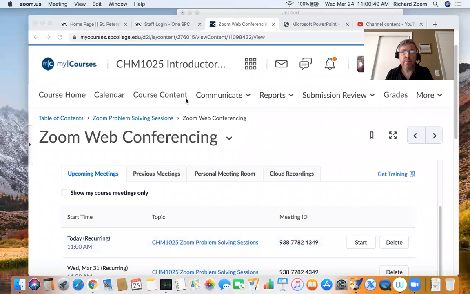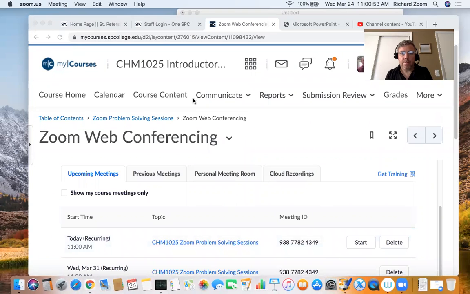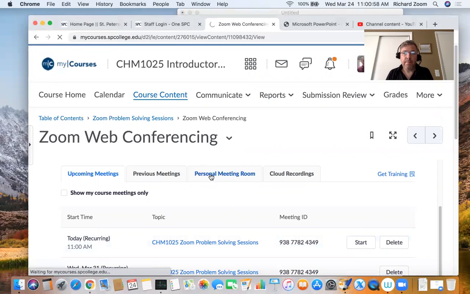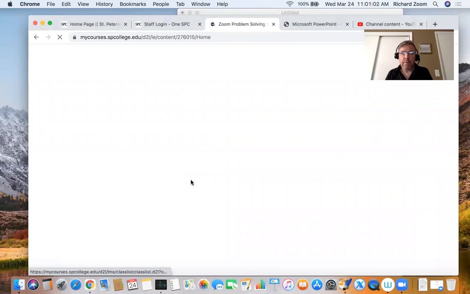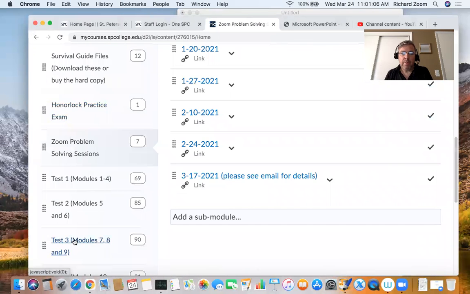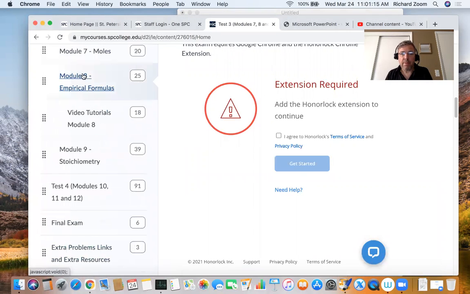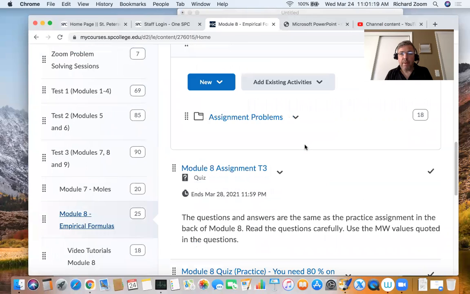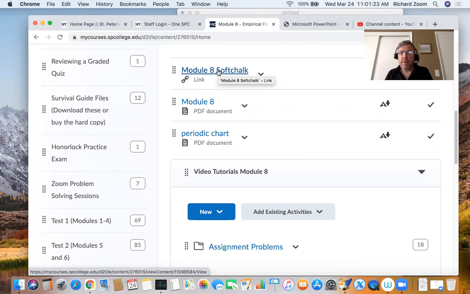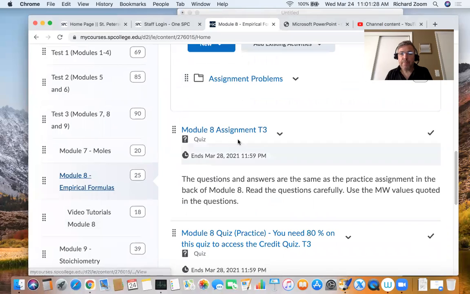I'm going to be talking about Module 8 specifically. So we're looking at Module 8. What I recommend you do is look into the SoftChalk first. So the SoftChalk exercise for Module 8. We get to the Module 8 folder here, and that would be up here, Module 8 SoftChalk. Go through that, do the interactive exercises as well, and then start on the Module 8 assignment.